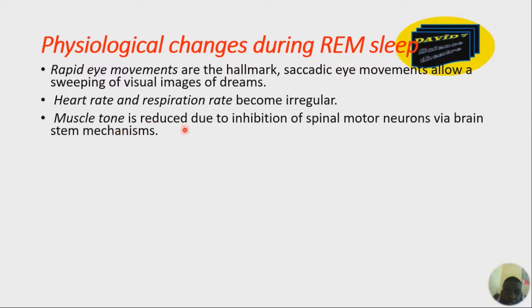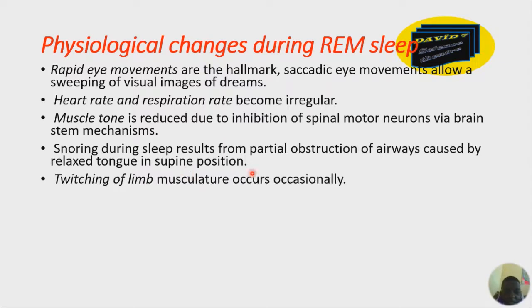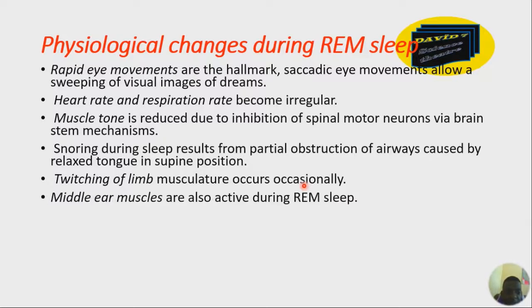Muscle tone is reduced due to inhibition of spinal motor neurons via brain stem mechanisms. Alright? Snoring during sleep results from partial obstruction of airways caused by a relaxed tongue in supine position. So snoring usually occurs when the person sleeping is in the supine position. Twitching of limb musculature occurs occasionally. Twitching of the muscles, okay? Middle ear muscles are also active during REM sleep.